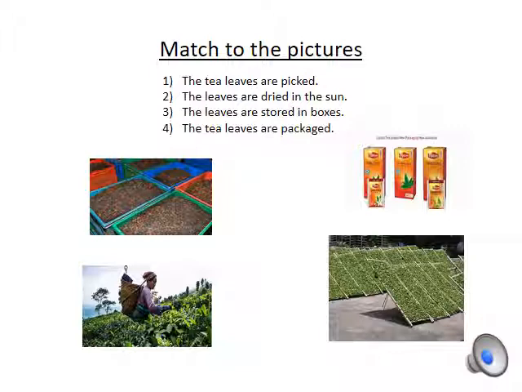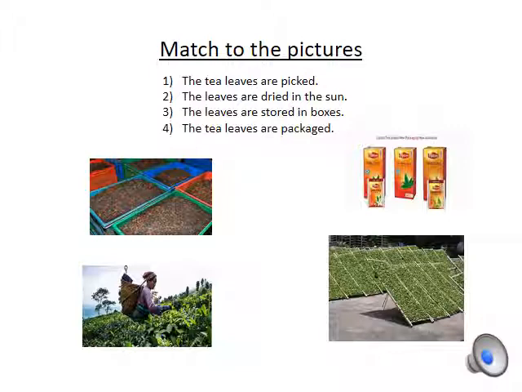Here are 4 more pictures about the making of tea, and also 4 sentences. Let's read the sentences together. Number 1, the tea leaves are picked. 2, the leaves are dried in the sun. 3, the leaves are stored in boxes. And 4, the tea leaves are packaged. We have to match these sentences to the pictures. Stop the video to have a good look.